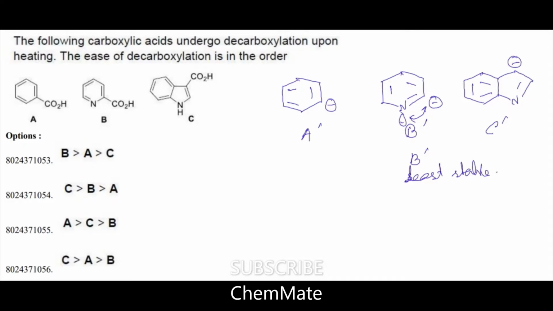Now between A prime and C prime, in C prime the -I effect of nitrogen operates quite well, and that's why the negative charge will be quite stabilized by this nitrogen, and that is why the carbanion C prime is quite more stable than A prime. So the stability order will be C prime greater than A prime greater than B prime, and that will be the order of decarboxylation. So the order of decarboxylation will be C greater than A greater than B.